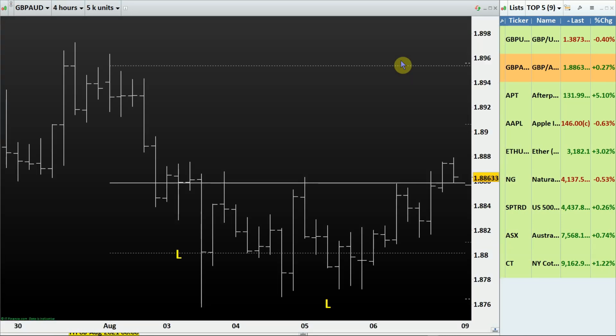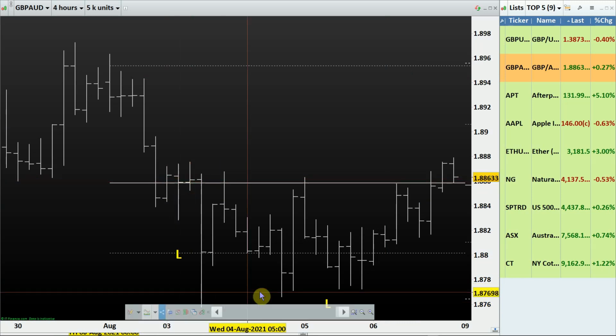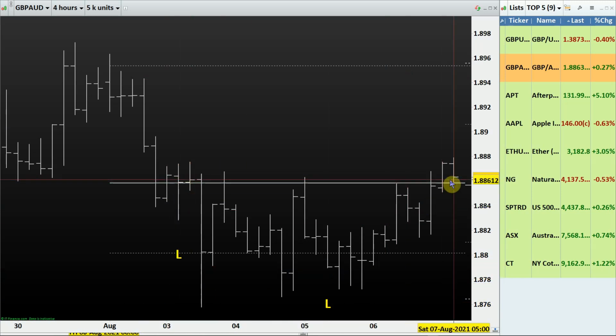Alright, GBP AUD. We thought that it would possibly go long, and we went long here and possibly stopped out, and we went long here. We made a little bit of money, isn't it? Yeah. So out of two, we are possibly squared off at 0. Let's see Afterpay.